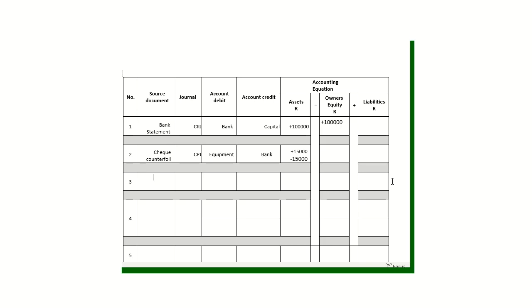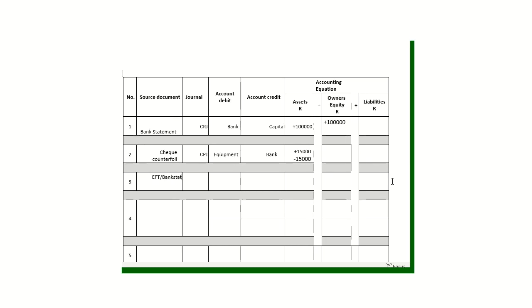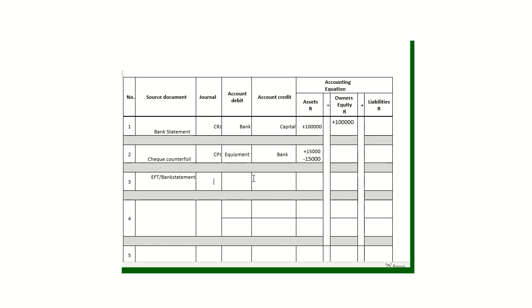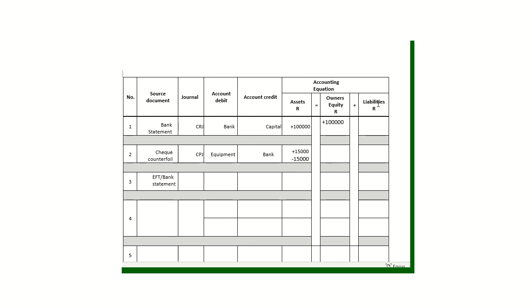By EFT. You can use one of two source documents. Normally in a business there will be a document which we complete to indicate or to approve an EFT payment. But in this case, we don't know what that document is, or else we would also see it on the bank statement. I would think the more correct one of the two would be an EFT, but a bank statement would also be accepted.